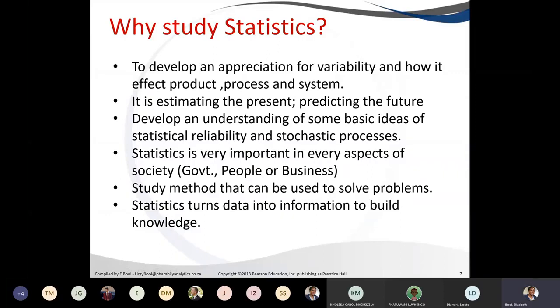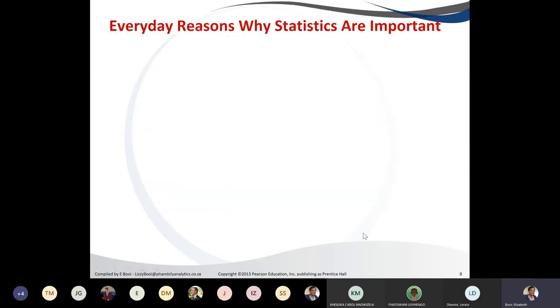We define statistics as taking data and turning it into information in order to build new knowledge. So you can build totally new knowledge out of statistics, or out of the data that you collected. Where do we use statistics in everyday life, and why is it important?